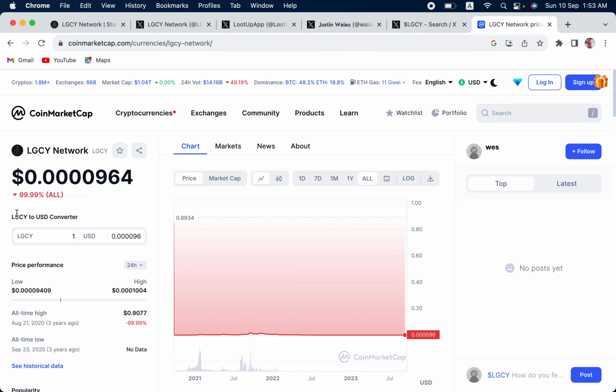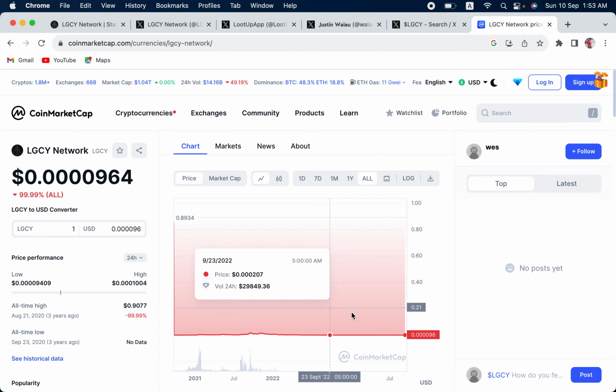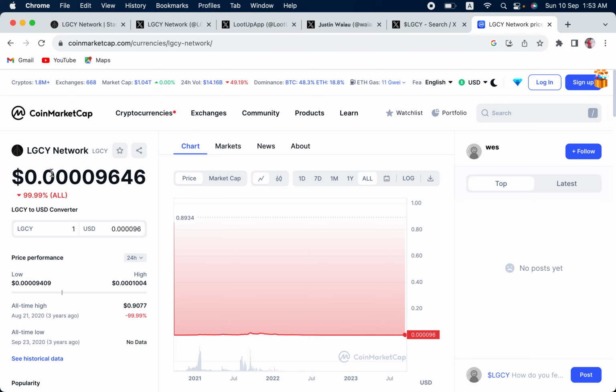You can see it is down 99.99% all time. Its all time high was 0.9077. No data available for their all time low. So you can see now it is priced at 0.0000 4096. It has gone all the way down to it. From 0.90 all the way to, it has gained 1, 2, 3, or 4 zeros. It was 90. Now it is 4. It has gotten 4 zeros.